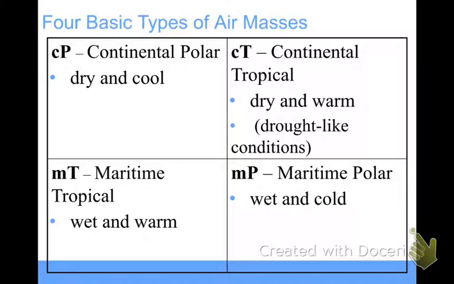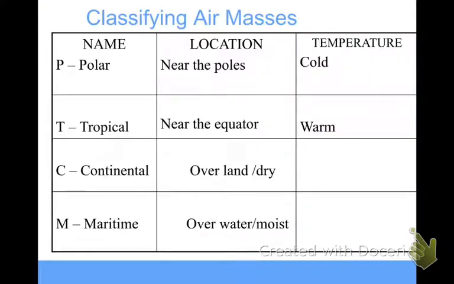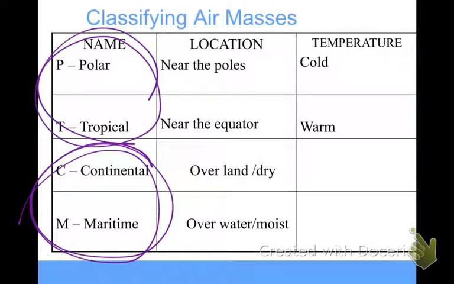Okay, so these are the 4 basic types of air masses, and all that happened here was the letters became combined. So I told you earlier that we name air masses based on their temperature and their moisture content. So that means that you are going to take, and I'll come right back, 1 temperature letter and you combine that with 1 moisture letter.